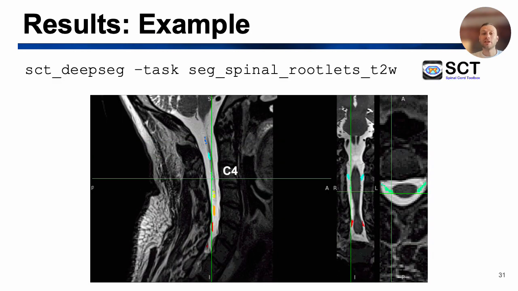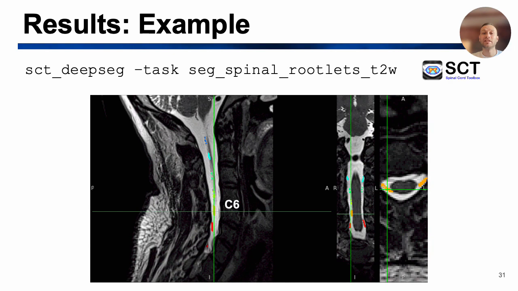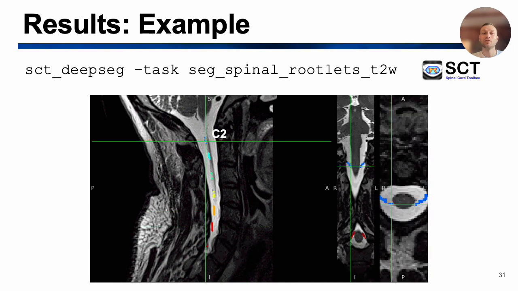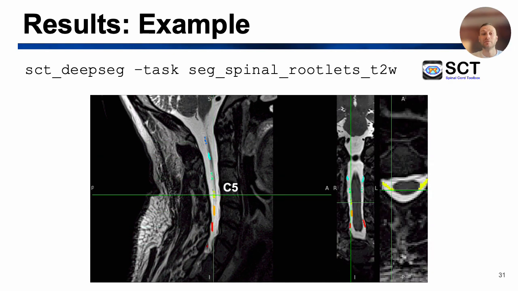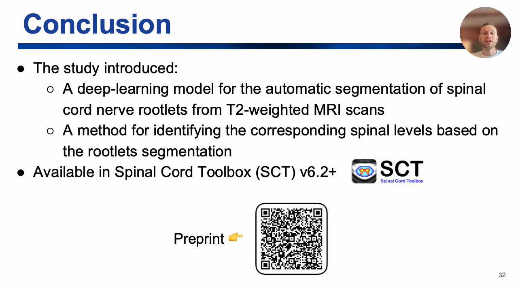The proposed segmentation model is implemented in the SCT DeepSeg function as part of the Spinal Cord Toolbox, SCT. In conclusion, this study introduced a deep learning model for the automatic segmentation of spinal cord nerve rootlets from T2-weighted MRI scans, and a method for identifying the corresponding spinal levels based on the rootlet segmentation. The methodology is open source and available in the Spinal Cord Toolbox SCT 6.2 and higher.